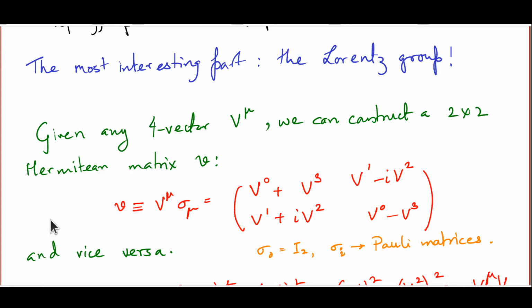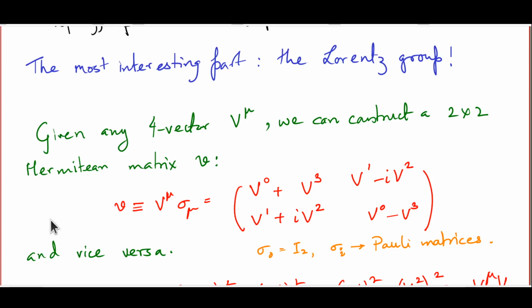What we will do is we will start with any given 4-vector, V^μ: V^0, V^1, V^2, V^3, and from that we will construct a 2x2 Hermitian matrix which we denote by small v. So small v here is V^μ σ_μ, where the σ_μ's are the Pauli sigma matrices, at least σ_1, σ_2, σ_3 are the Pauli sigma matrices, and σ_0 is just the identity.